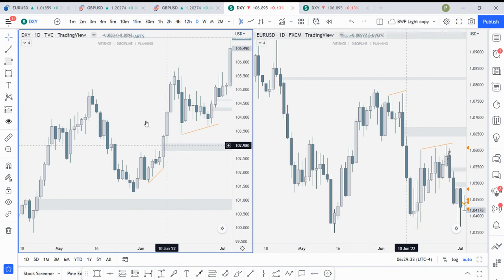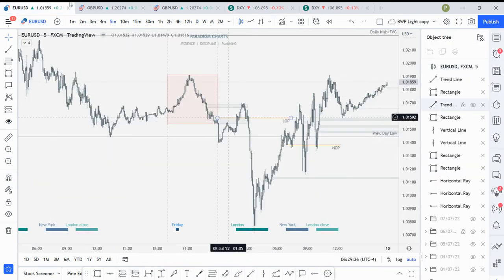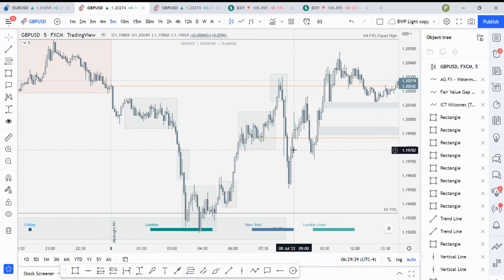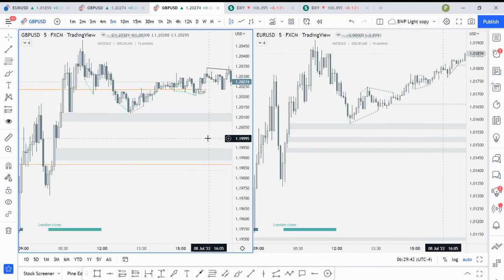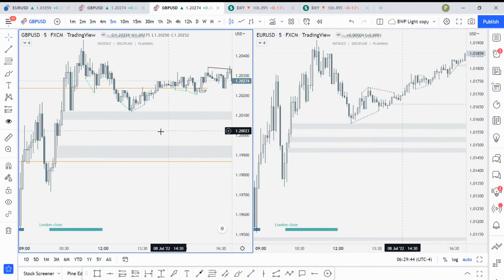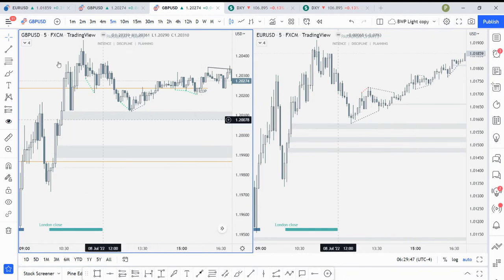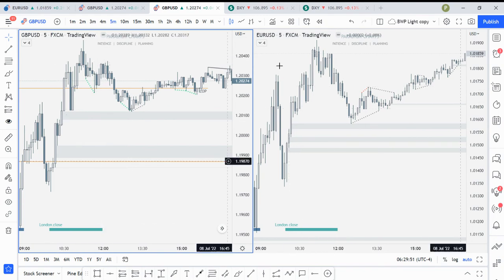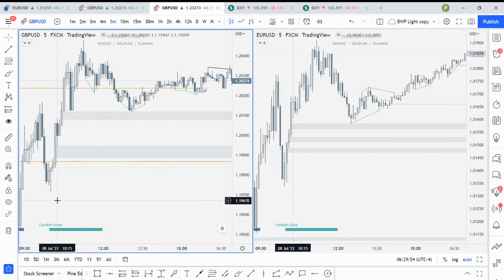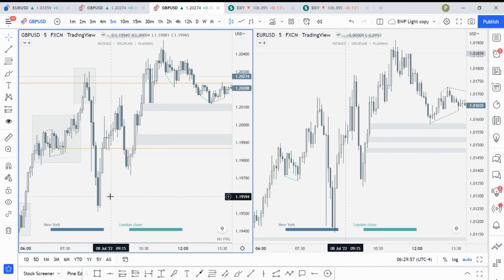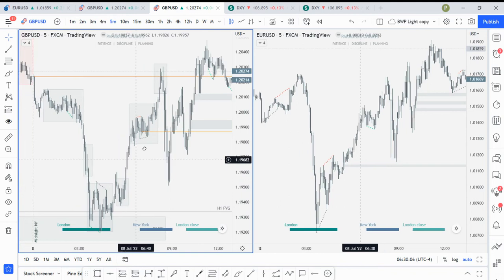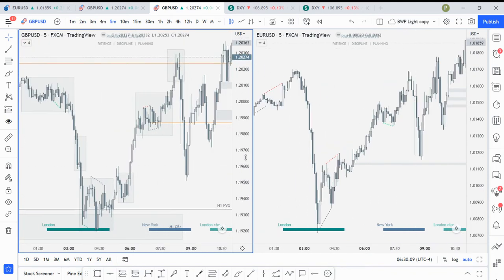Now let's look at positive correlation. Like I said, I told you that Euro USD and GBP USD are positively correlated. So if GBP USD is going up, Euro USD should go up. If GBP USD is going down, Euro USD should go down. So when you see a crack in correlation in which one of them is unwilling to go down or willing to go up following the other, then that is what you call an SMT divergence. Let me show you a few examples.